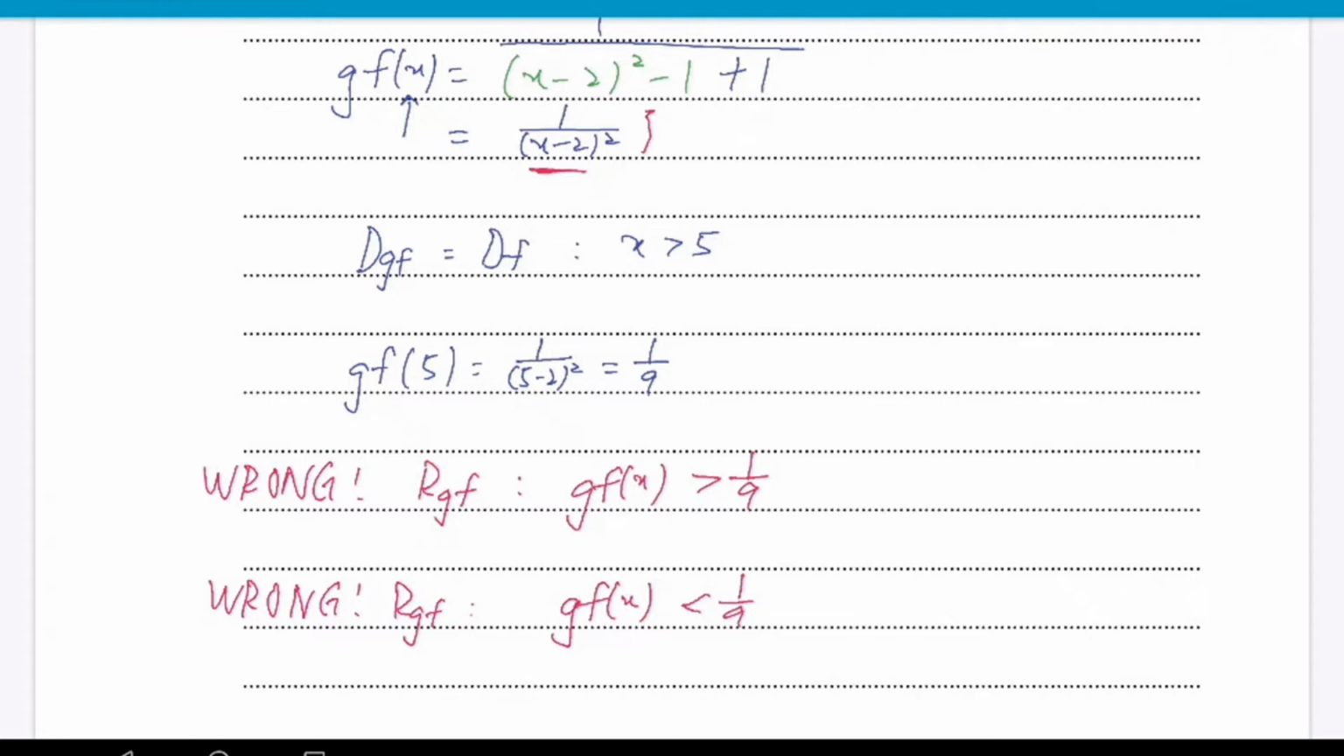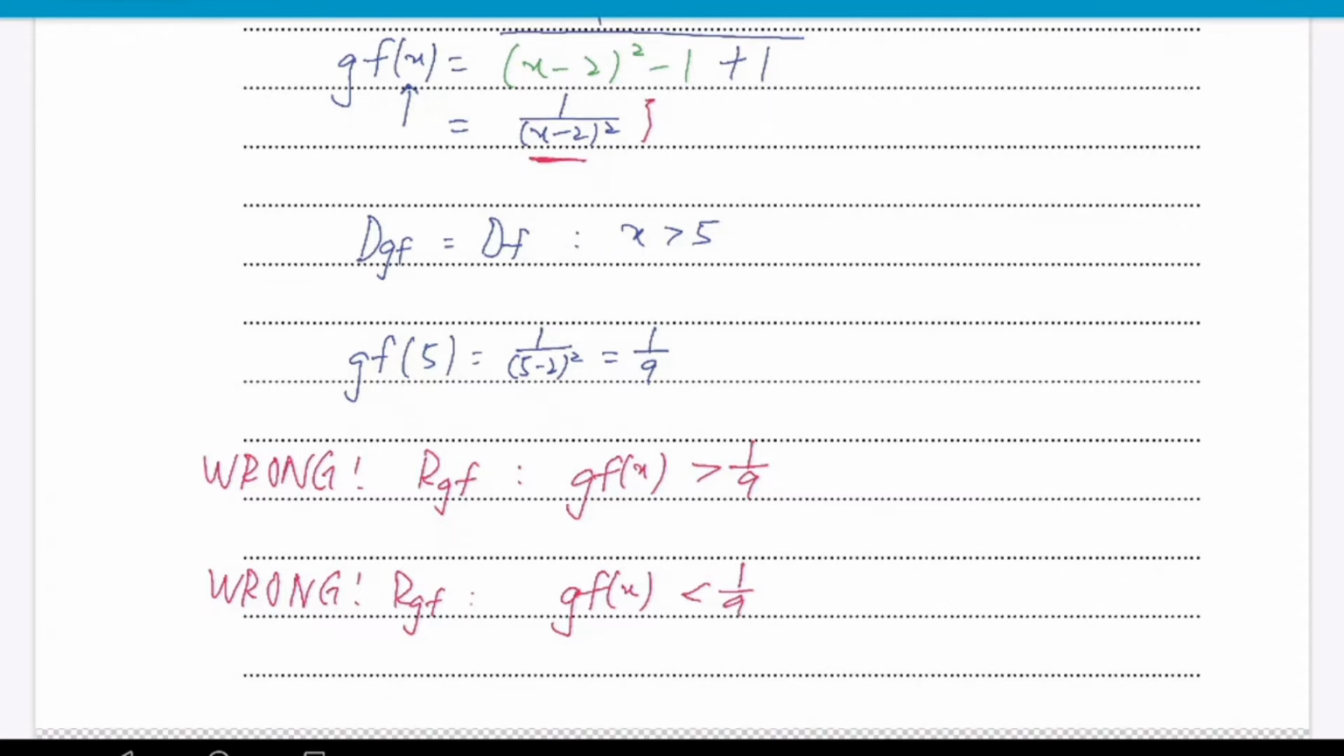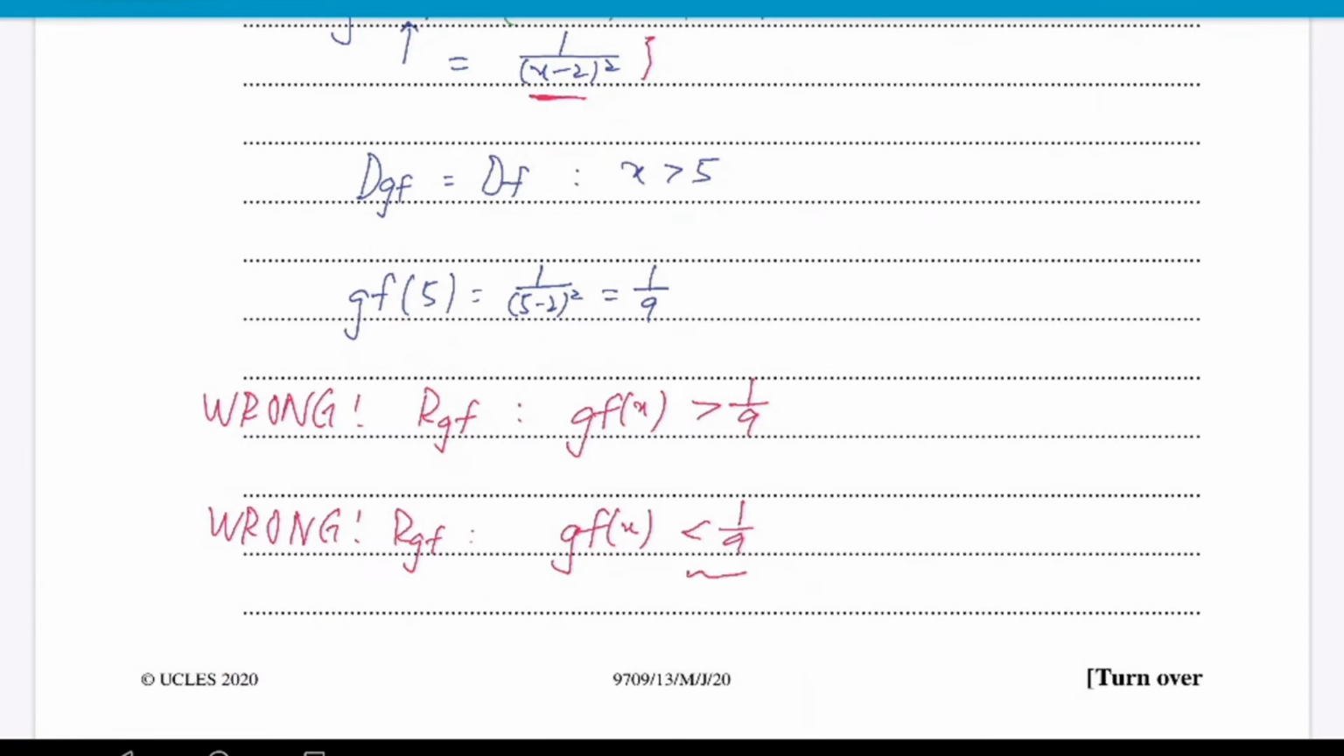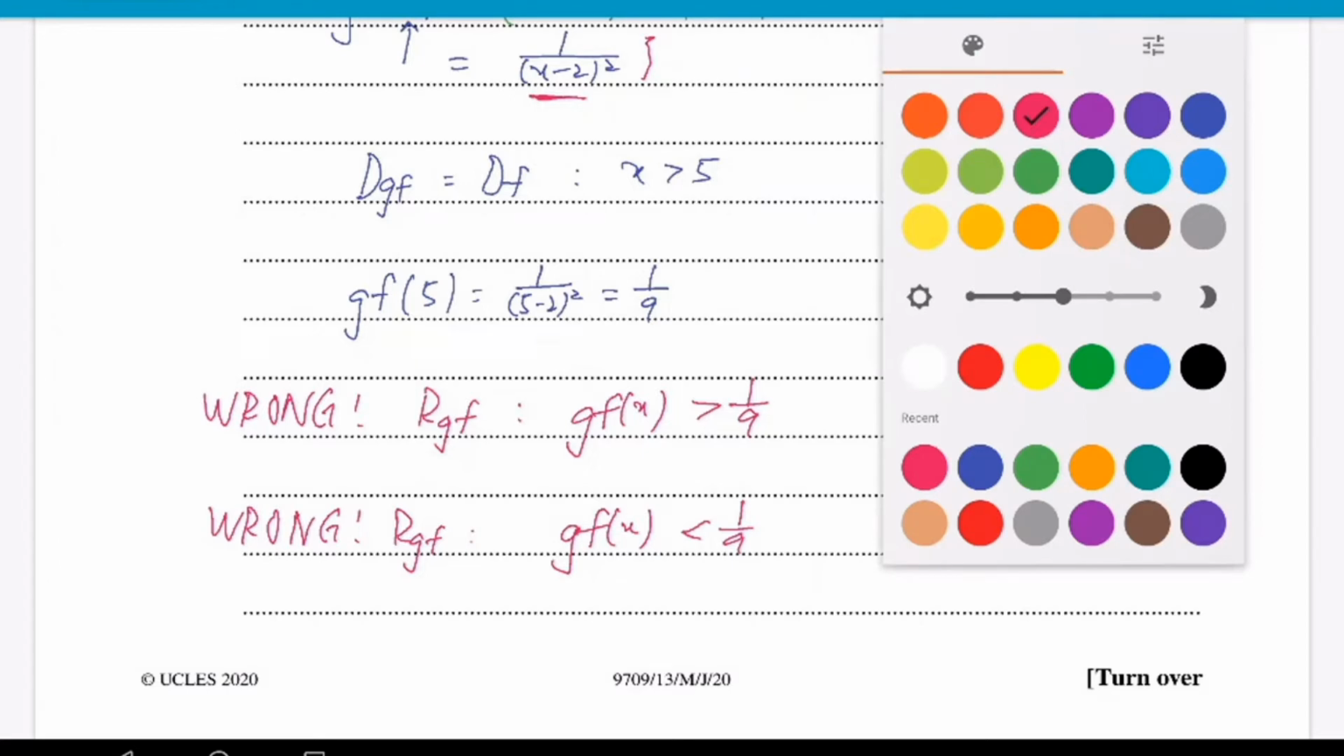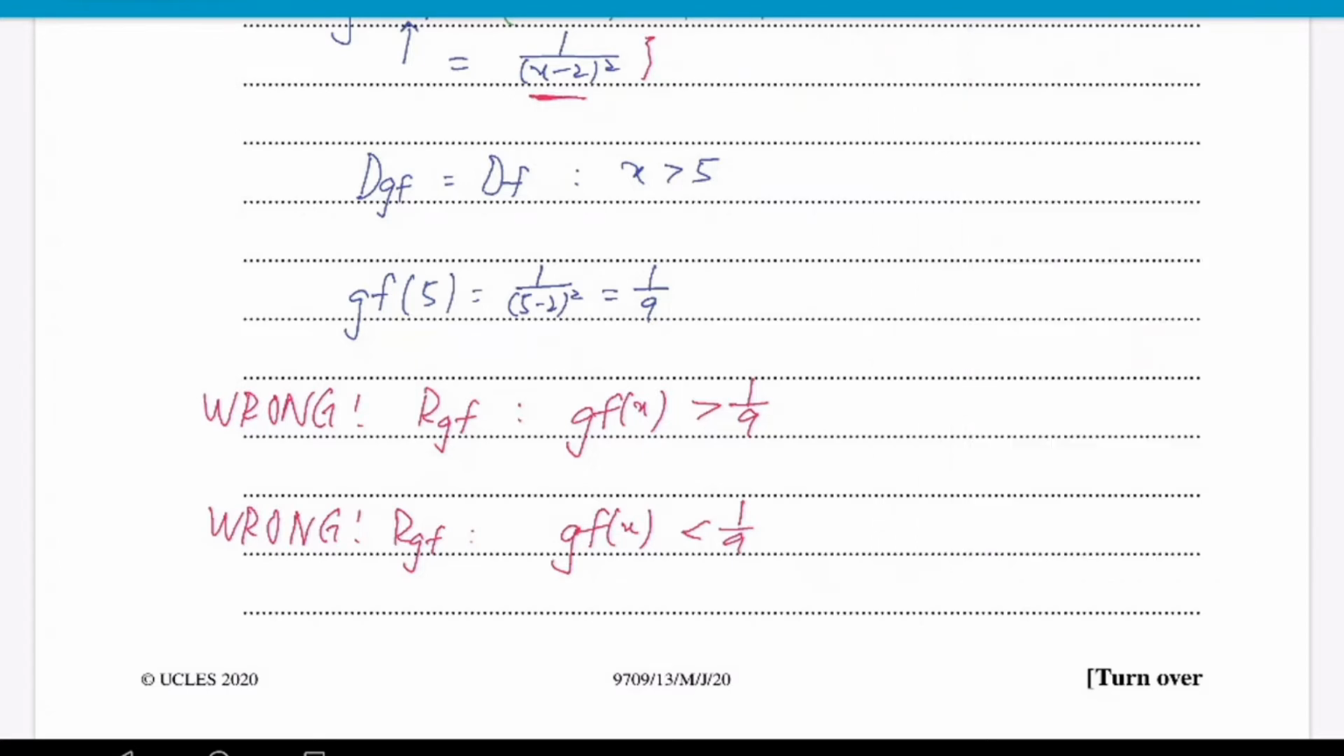Okay, so when we have 1 over infinity, it just gives us 0 only, and it wouldn't give us a negative value. If you say something like this, it means it could have a negative value, but in fact it is not. It will only go to 0 at the end. So the correct answer here should be that the range of the g f is between 0 and 1 over 9.